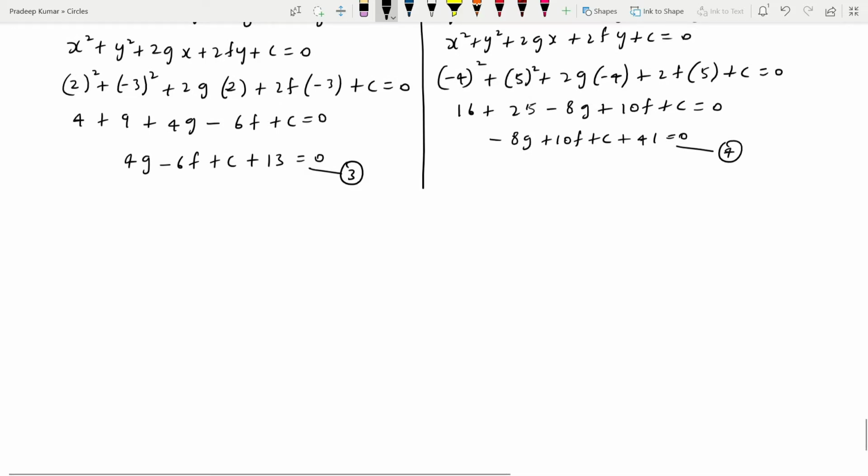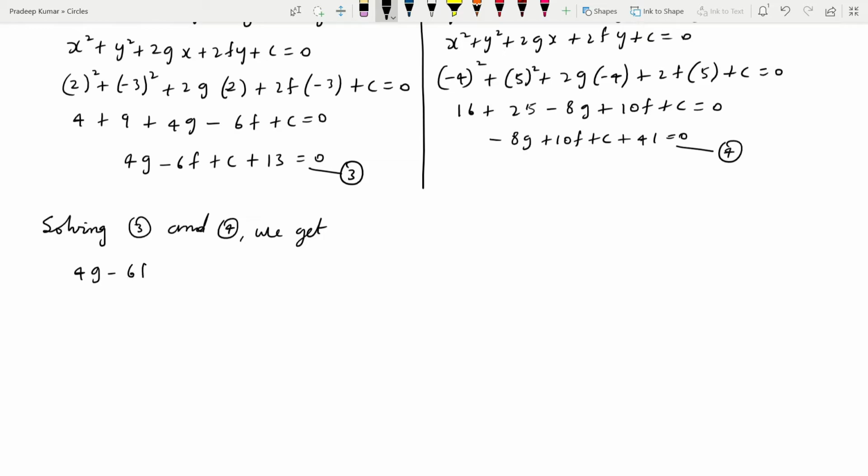Okay, so I can write here solving equation 3 and also equation 4. So let's see what do we get. So the two equations were there just above, so we'll just write it out and we'll solve it. So 4g - 6f + c + 13 = 0 is the third equation, and the fourth equation is -8g + 10f + c + 41 = 0.